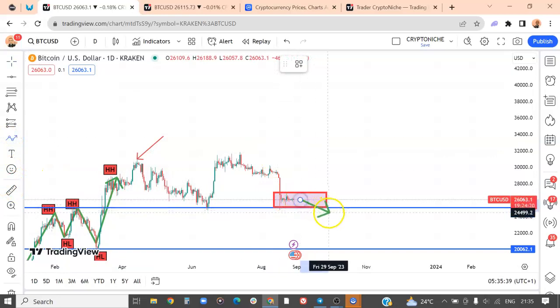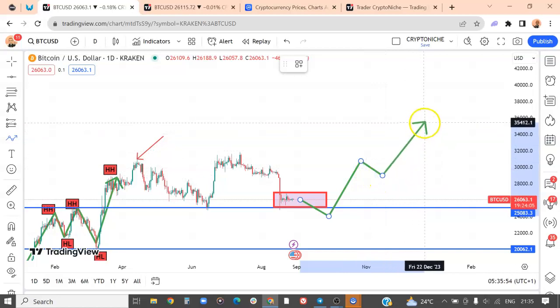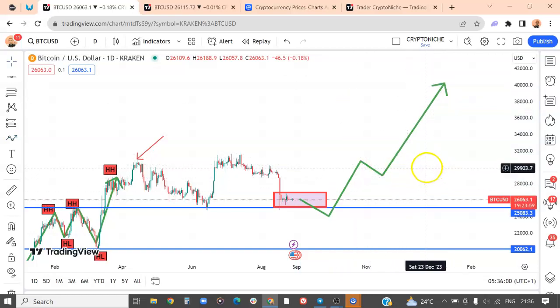So if it goes down like this, somewhere around here, people will be expecting that it actually crashes from here. To have a pullback shortly, then it will move. Then it's going to move right there. So that is a very, very possible scenario for Bitcoin. Can you see that? A very, very possible scenario for Bitcoin.